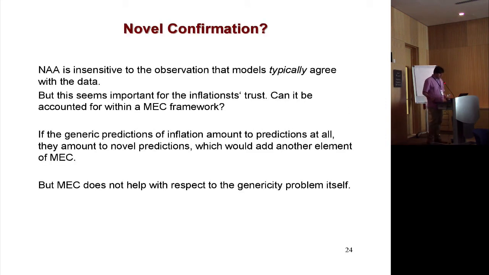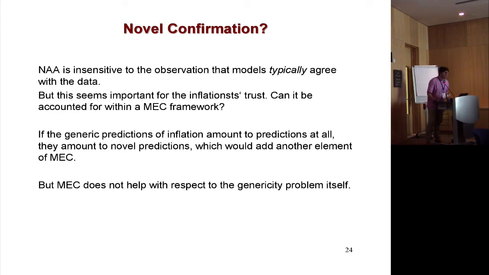Now, coming to novel confirmation, we need to address one point that is not sufficiently covered by focusing on this meta-empirical confirmation issue. In order to have novel confirmation, of course, one would need to take seriously generic predictions of the theory.